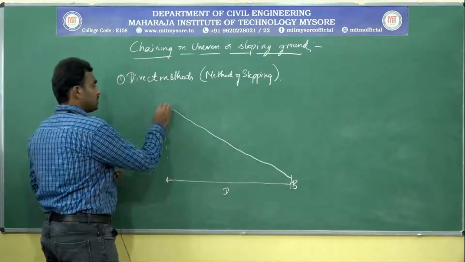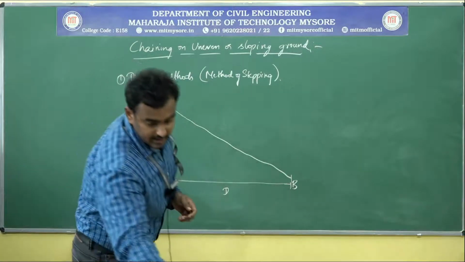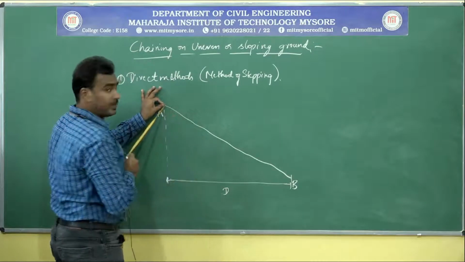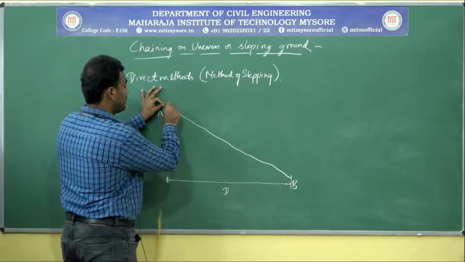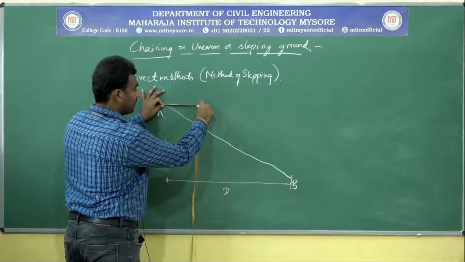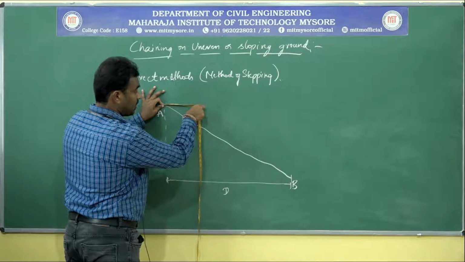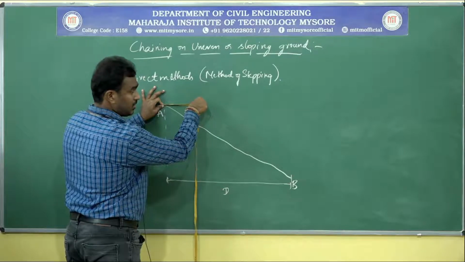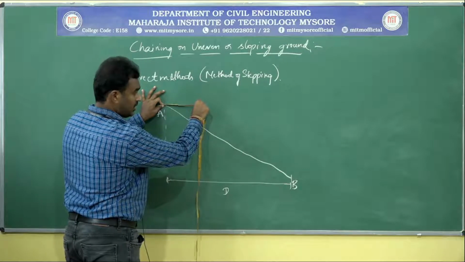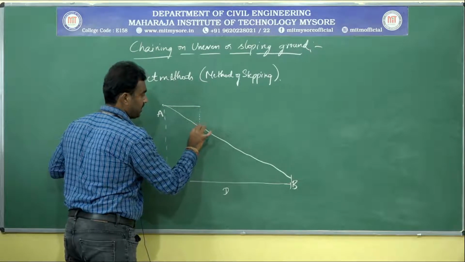First, the follower holds the zero end of the tape here. Let me consider the tape. The follower holds the zero end of the tape over here. Then the leader holds the other end of the tape and stretches it to some required convenient length, and he will establish the point on the ground. He moves forward like this and transfers the point 1.